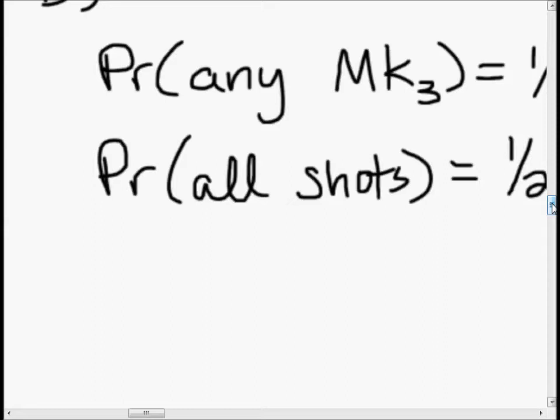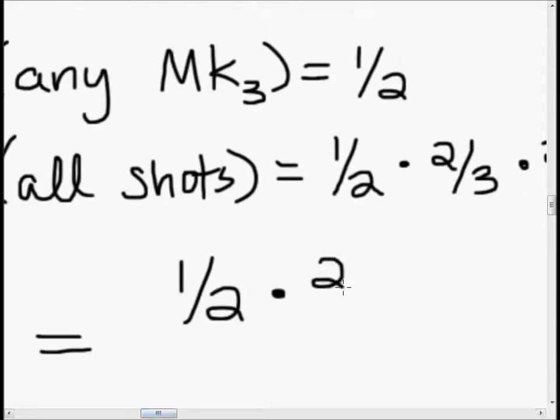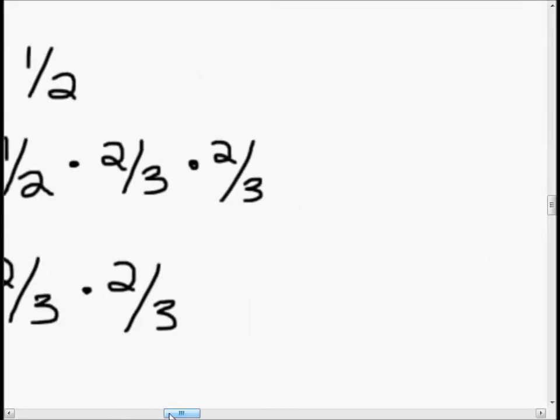So we have 1/2 times 2/3 times 2/3 times 1. He made a shot at first. There's a 100% chance he made that first shot. We know he made it, given that he made all 3 shots.